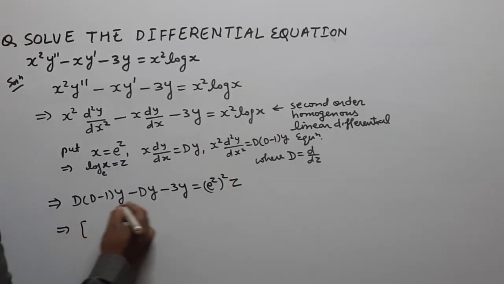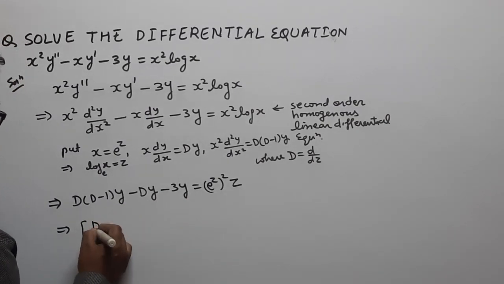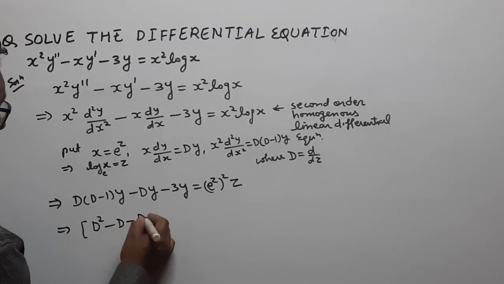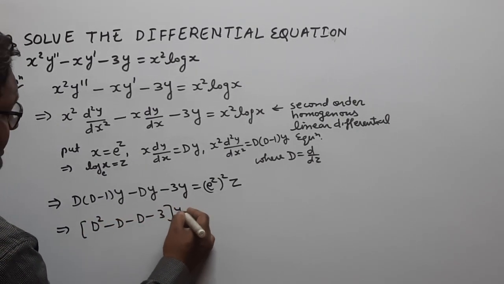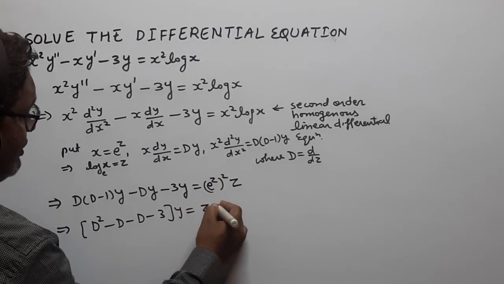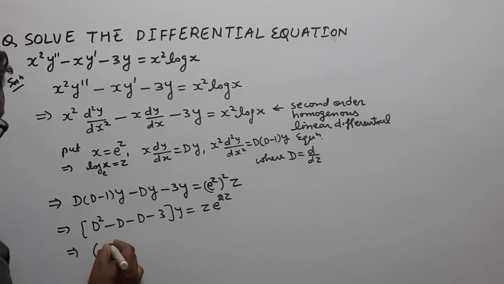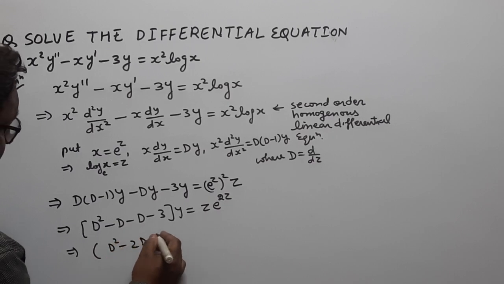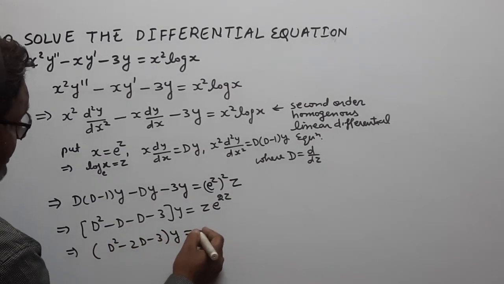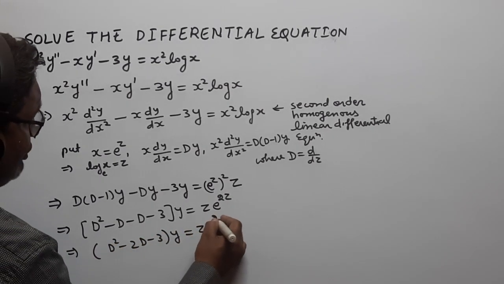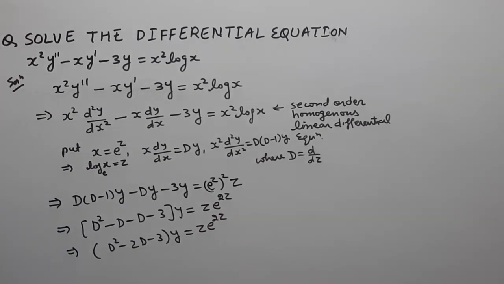So taking common y in the left hand side, we get D square minus D minus 3 times y is equal to z e to the power 2z. This is equal to D square minus 2D minus 3 times y equals z e to the power 2z.